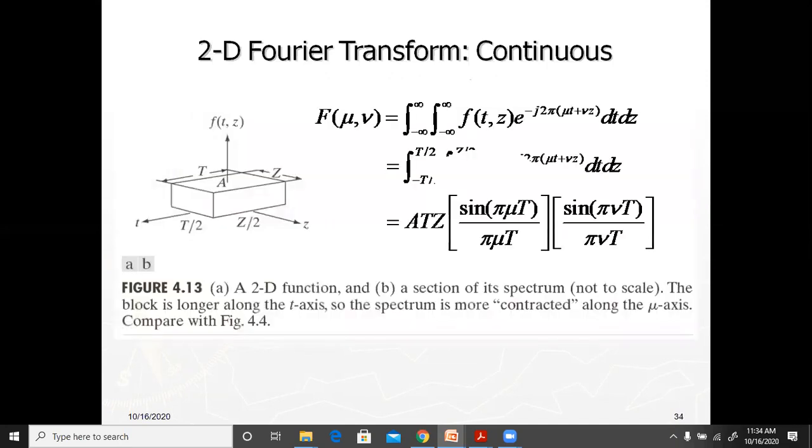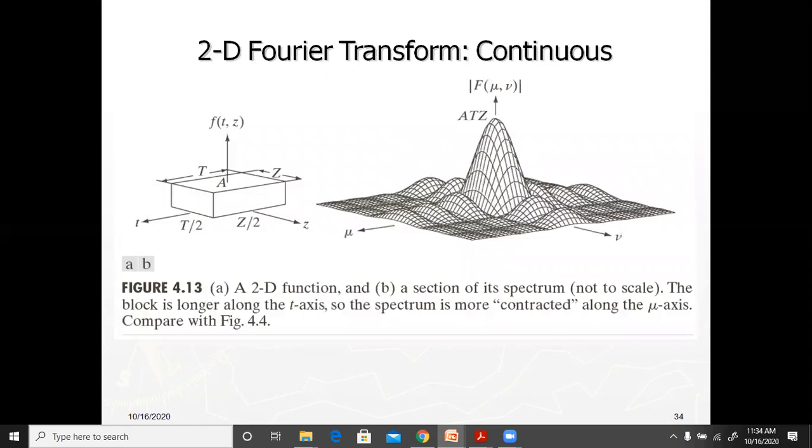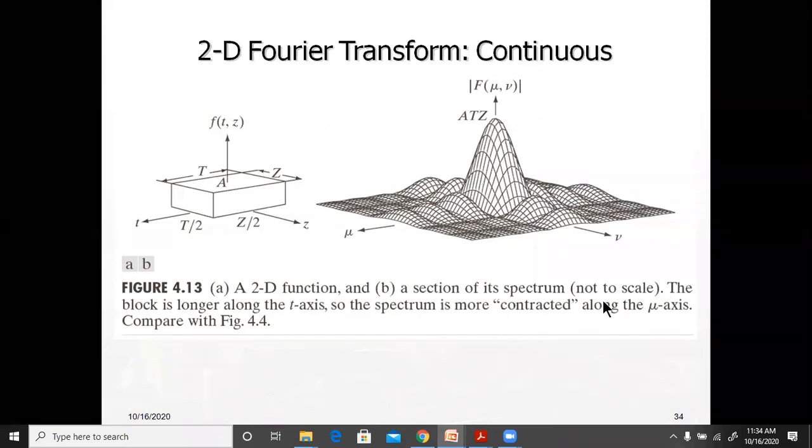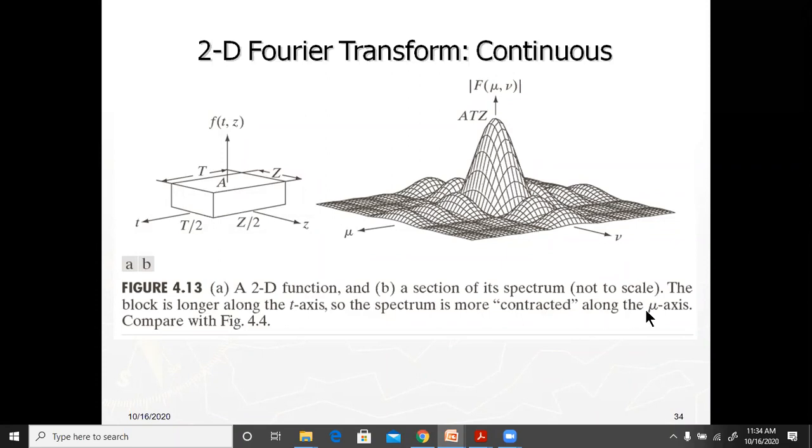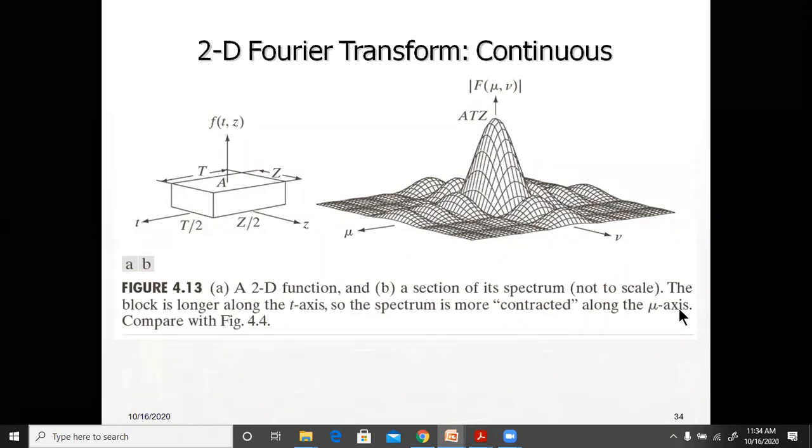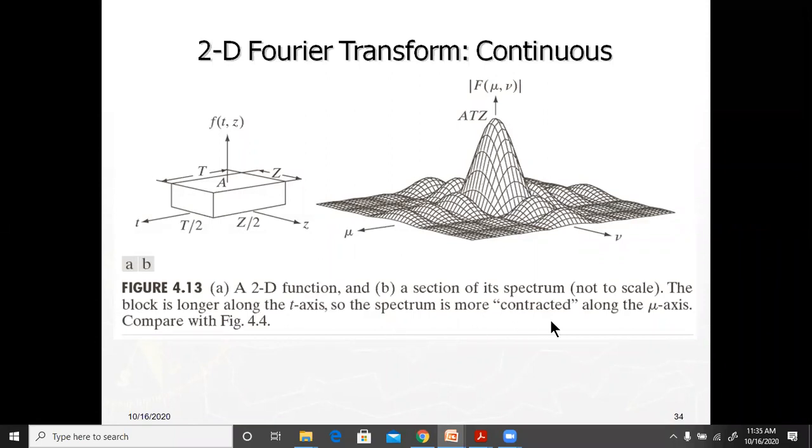So F of mu comma v is this function, and this turns out to be the double sinc function. Double sinc function just means in the 2 dimensions we'll have the sinc function, and that will look something like this. Both in the mu dimension as well as in the v dimension, we have the sinc function. A section of its spectrum, not to scale: the block is longer along the t-axis, so the spectrum is more contracted along the mu axis.